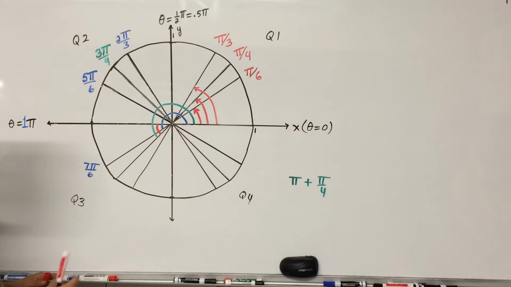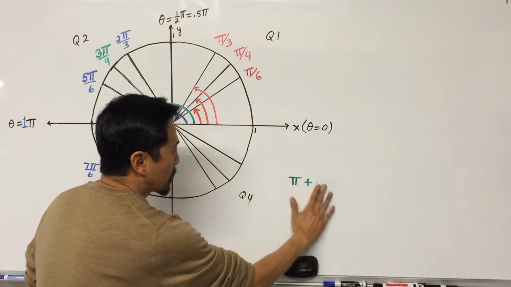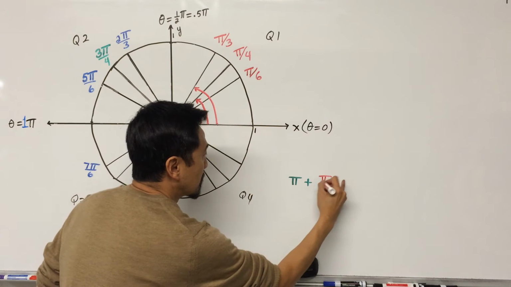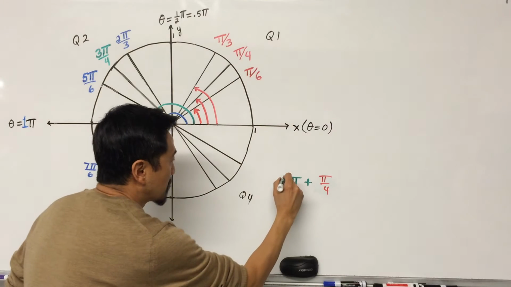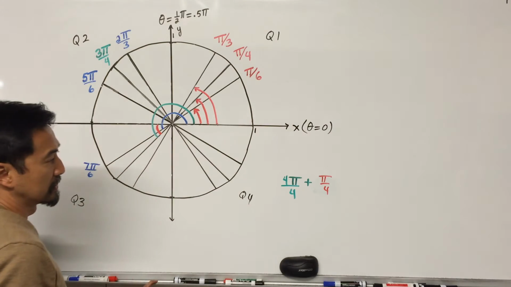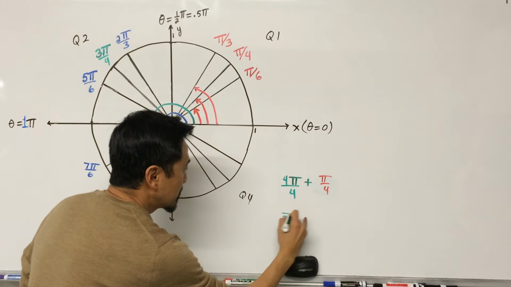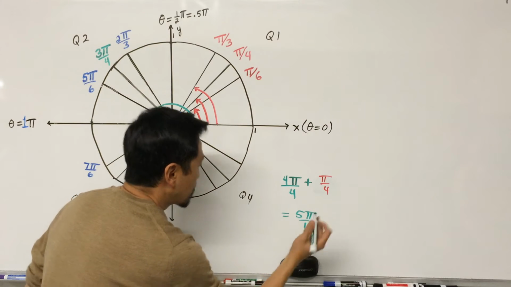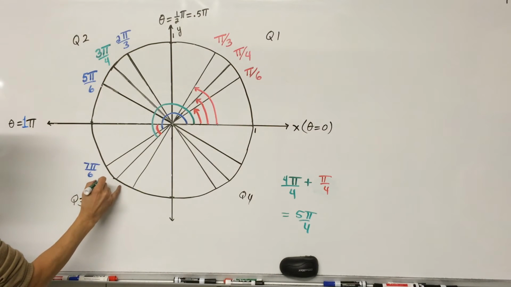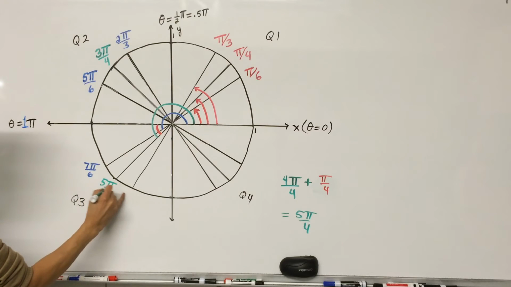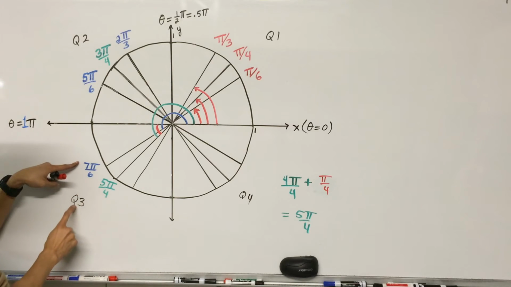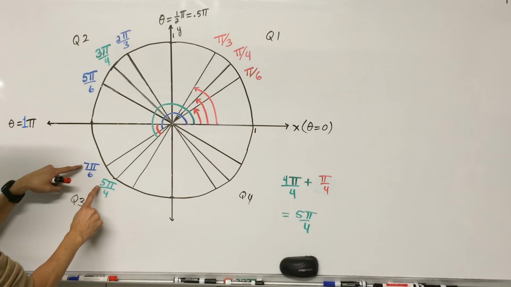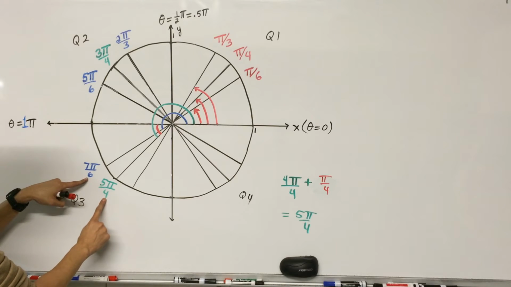Okay, so here, let me write that in red. The pi over 4 is the reference angle. Okay, but again, if you're going to add them, you're going to find a common denominator. So 4 pi plus 1 pi gives us 5 pi over 4. Okay, so this special angle is 5 pi over 4. And so I think you can already see what the pattern is: in quadrant 3, these special angles have numerators which are 1 greater than the denominator.